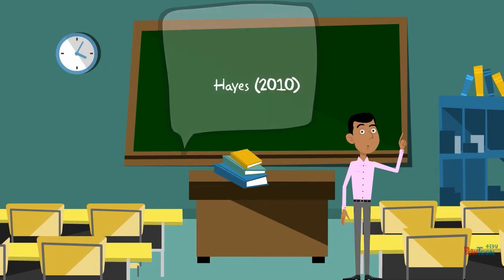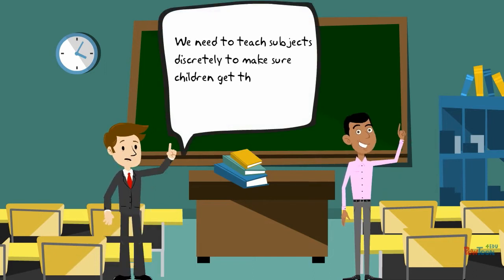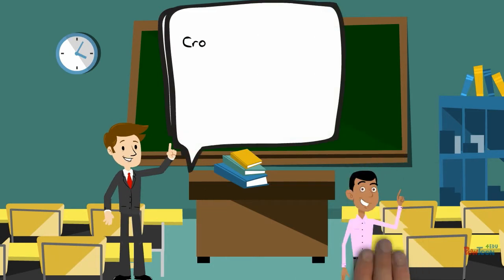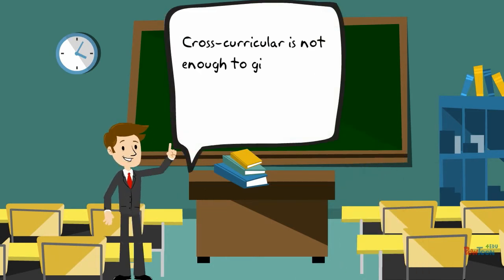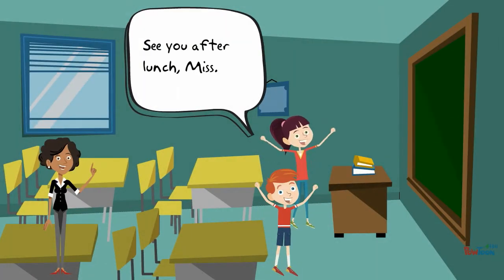Hayes furthers this by arguing that in order to learn, we need the delineated boundaries provided by discrete teaching so as to ensure that children are gaining the fundamental skills required in each discipline. He states that cross-curricular teaching is insufficiently rigorous in doing so, and I'm reflecting on my own cross-curricular teaching.